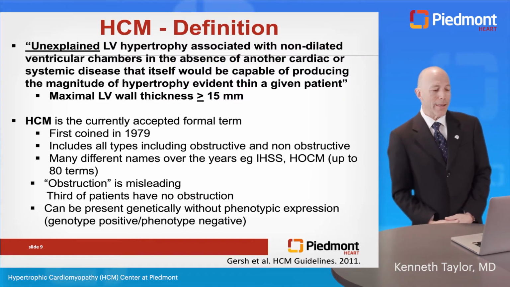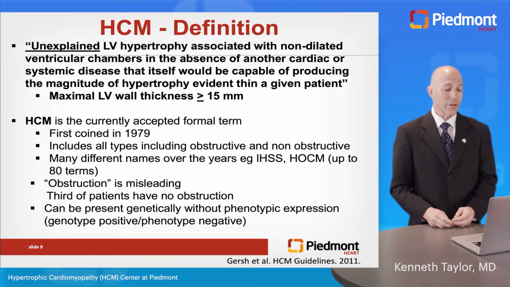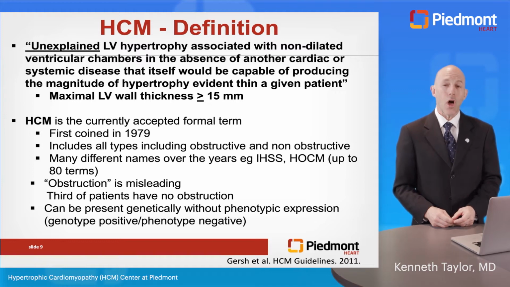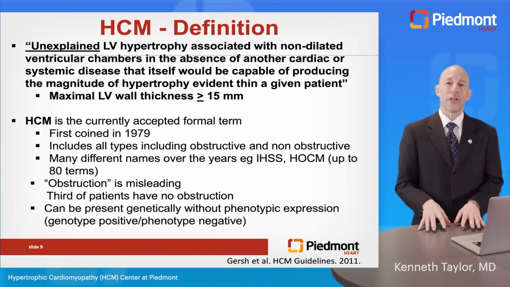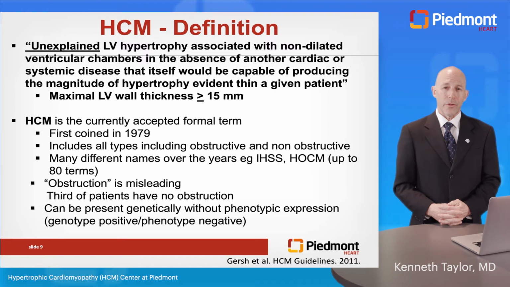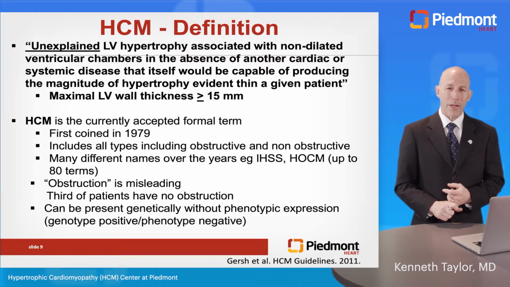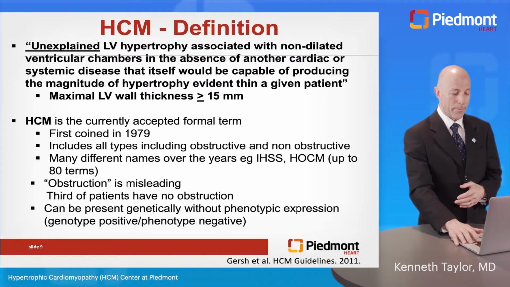Hypertrophic cardiomyopathy is defined as LV hypertrophy, or thickening of the heart muscle, associated with a non-dilated ventricular chamber in the absence of another systemic disease or cardiac abnormality that can cause hypertrophy, typically with a definition of a wall thickness of greater than 15 millimeters. HCM, or hypertrophic cardiomyopathy, is the current accepted definition or term for this disorder. There have been a lot of terms over the years, most notably IHSS, HOCM, and many others. But because not all patients are obstructive and not all patients involve the septum, HCM is the preferred term.